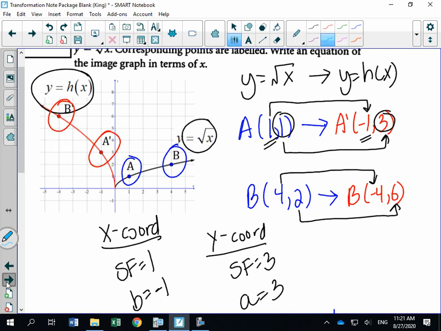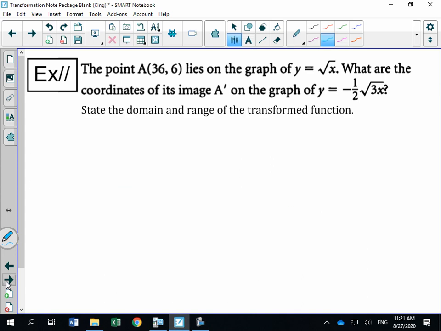Okay? Two more questions. The point (36, 6) lies on the graph of this radical function y is equal to the square root of x. What are the coordinates of the image A prime on this graph here? Okay, so a couple of things. Let's write y is equal to square root of x was our original function.